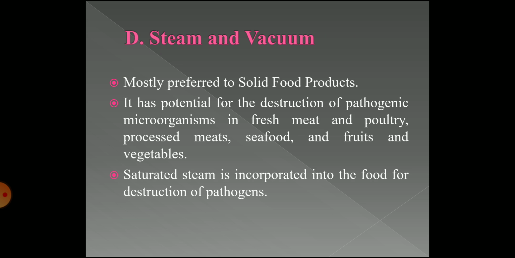Fourth one is steam and vacuum. It is mostly preferred for solid food products such as fresh meat, poultry, processed meat, seafood and fruit and vegetables. Saturated steam is incorporated into the food product for destruction of pathogens in the case of steam and vacuum.